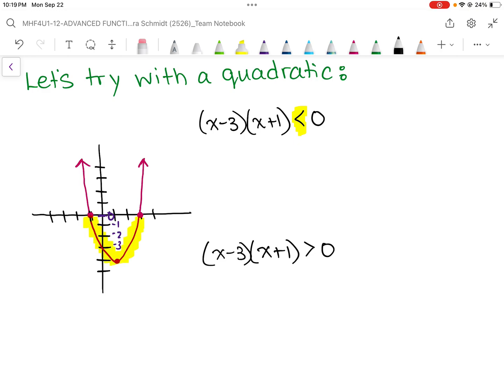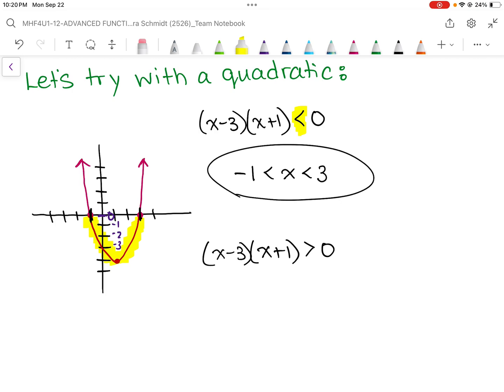So if we wanted to state when this parabola is less than 0, we would simply say, according to its x values, when it's between -1 and 3. But we don't want it to include -1 and 3. So we would just say, when x is greater than -1 and less than 3. That would be our answer to that question.